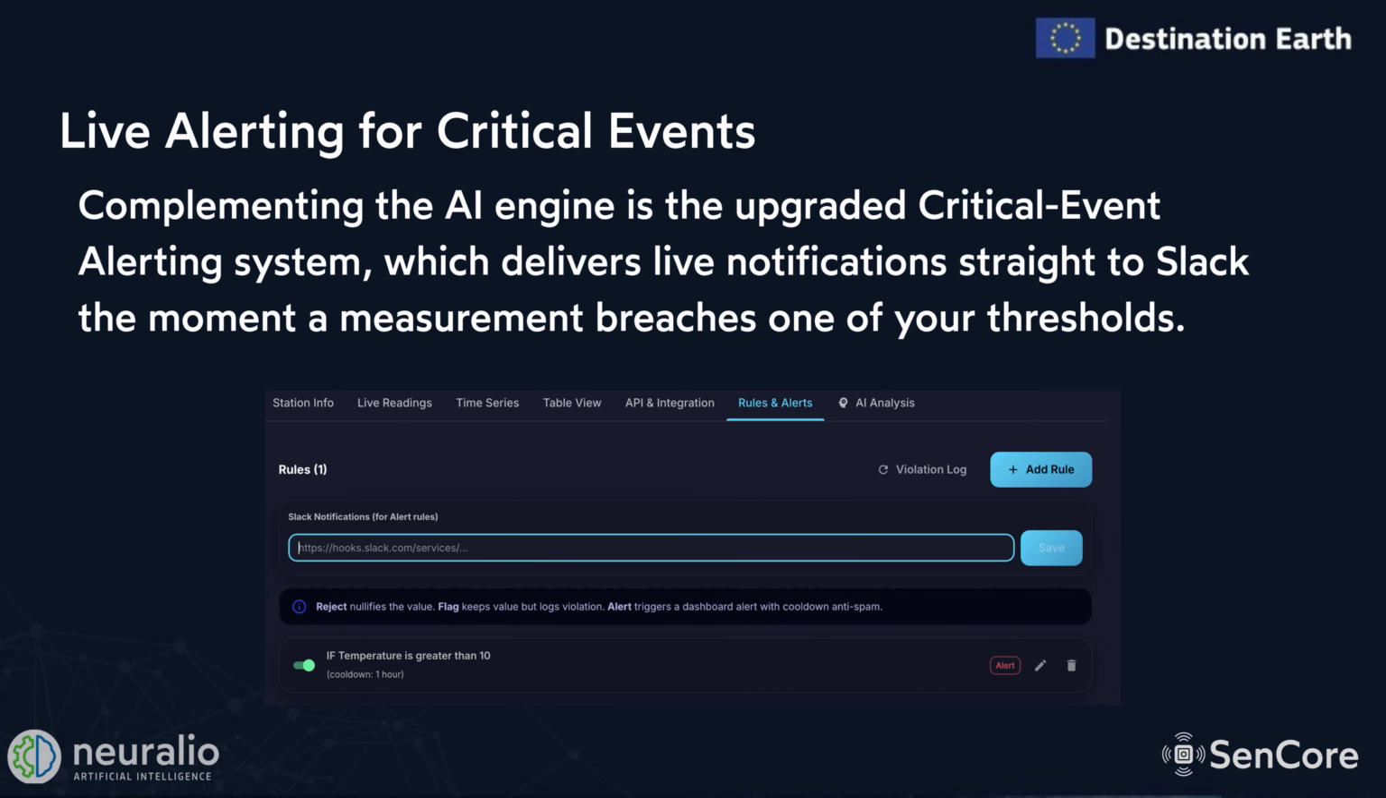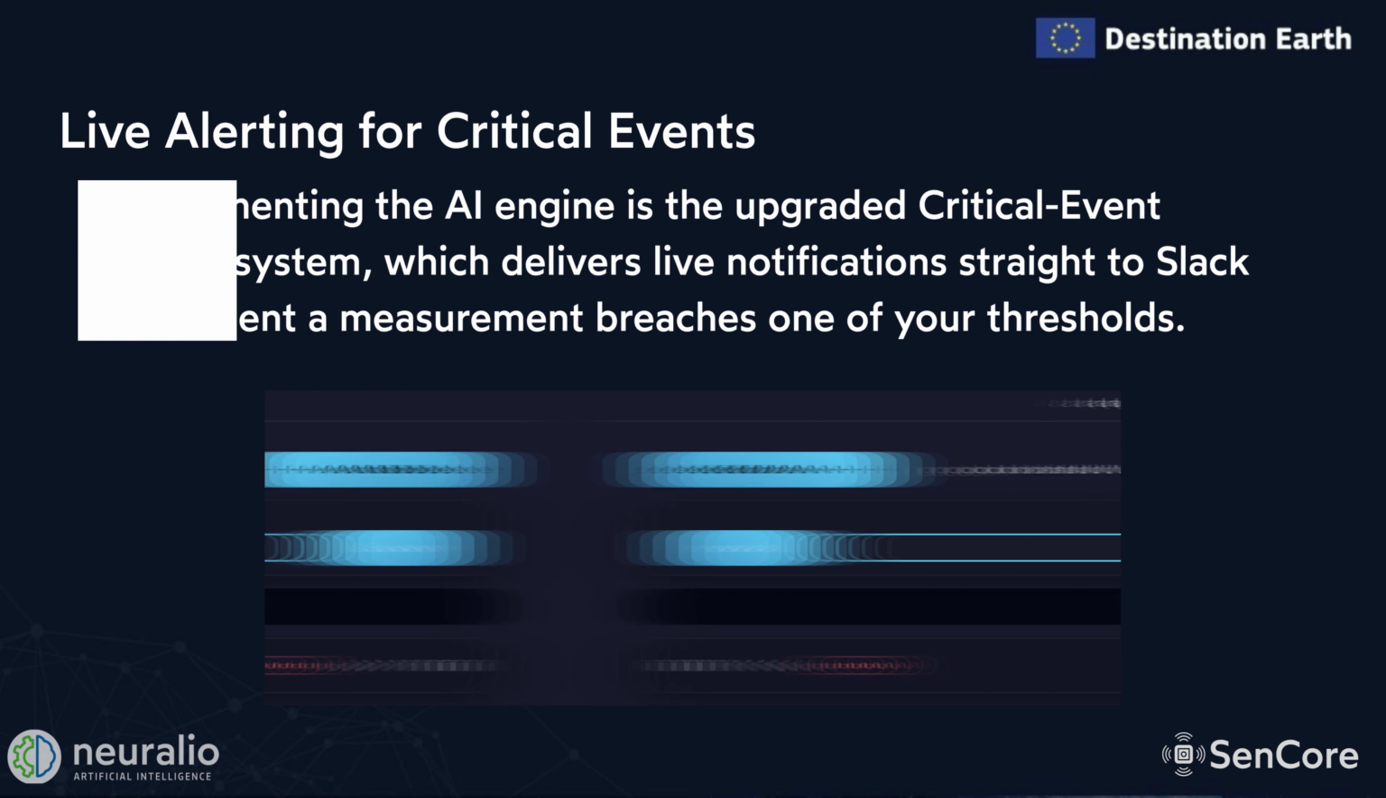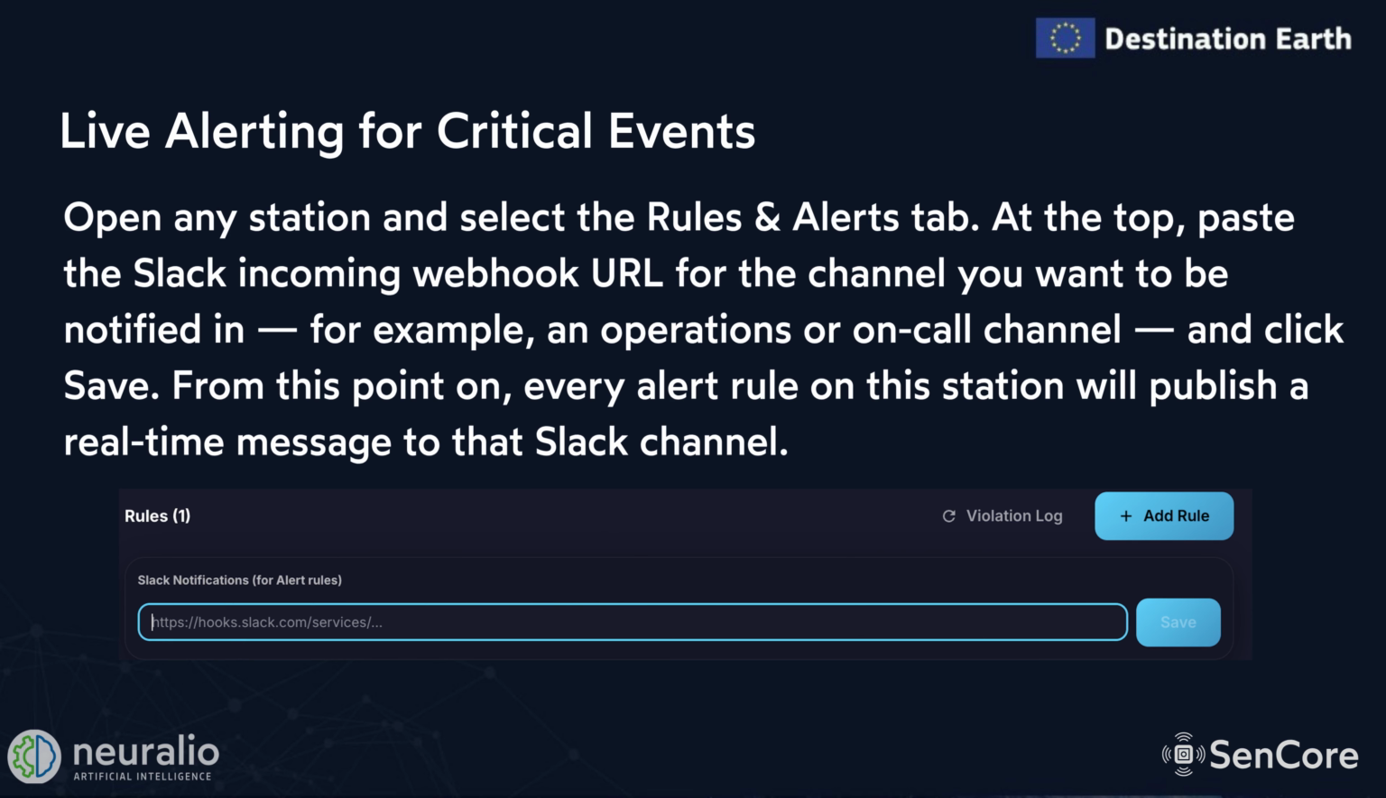Complementing the AI engine is the upgraded critical event alerting system, which delivers live notifications straight to Slack the moment a measurement breaches one of your thresholds. Open any station and select the Rules and Alerts tab. At the top, paste the Slack incoming webhook URL for the channel you want to be notified in, for example, an operations or on-call channel, and click Save. From this point on, every alert rule on this station will publish a real-time message to that Slack channel.